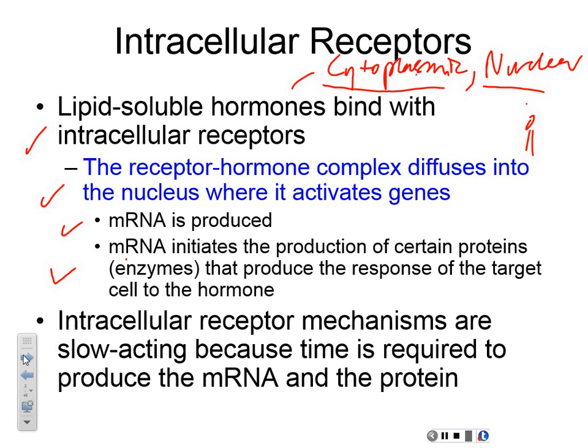So that's why they are slow acting, right? Because of that process you have to make the RNA. So we'll go straight away into the mechanism of action of lipid soluble hormones. Okay.